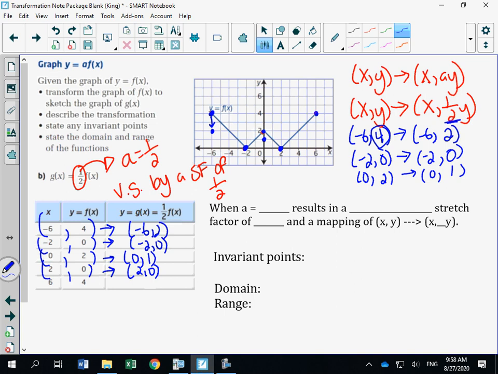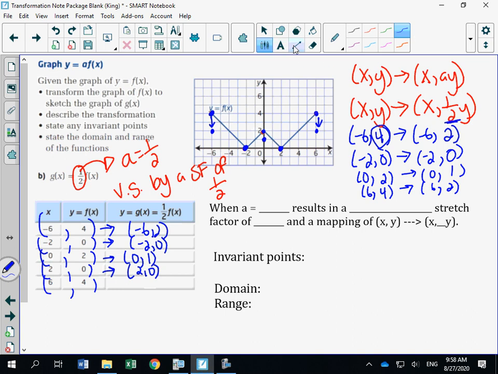And then this point, what is that? 6, 4. X value stays the same. Y coordinate gets multiplied by a half. So that's going to go to 6, 2. So that point went down.